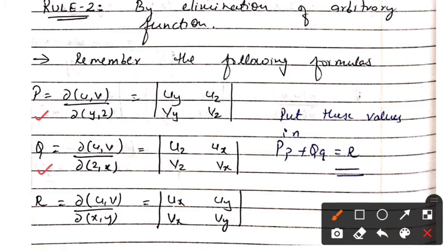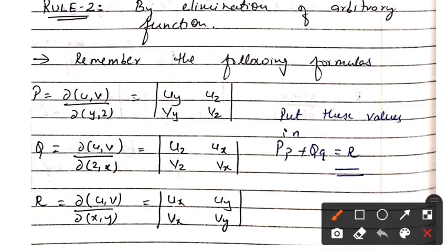Capital P, capital Q and capital R. What is capital P? You have to write it this way. This is called the Jacobian rule: del(u,v) upon del(y,z). Next, Q will be del(u,v) upon del(z,x), and R is del(u,v) upon del(x,y). You have to find its determinant.